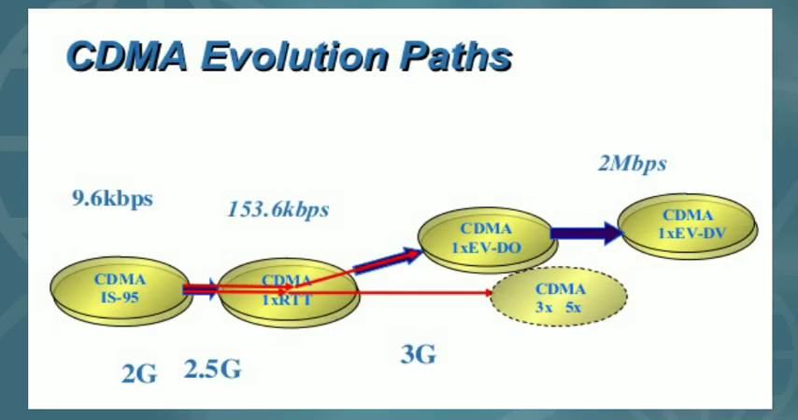This is the CDMA evolution path for 2G, 2.5G, and 3G. We were transferring nearly 2 Mbps, but at present we are reaching 5G, and the data transferred will be in gigabits.